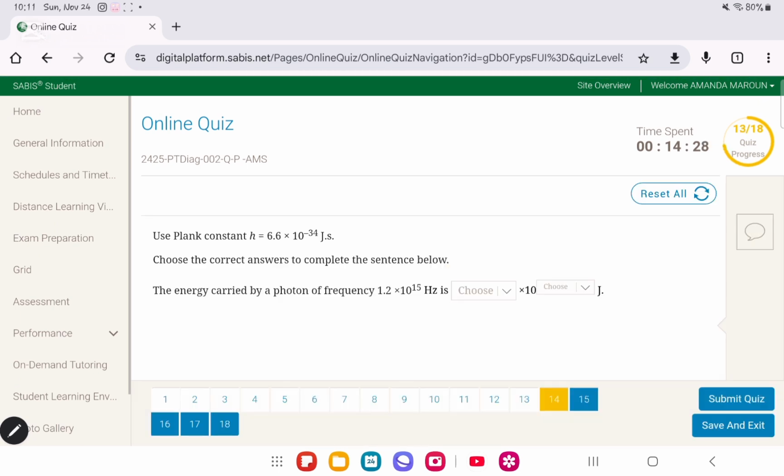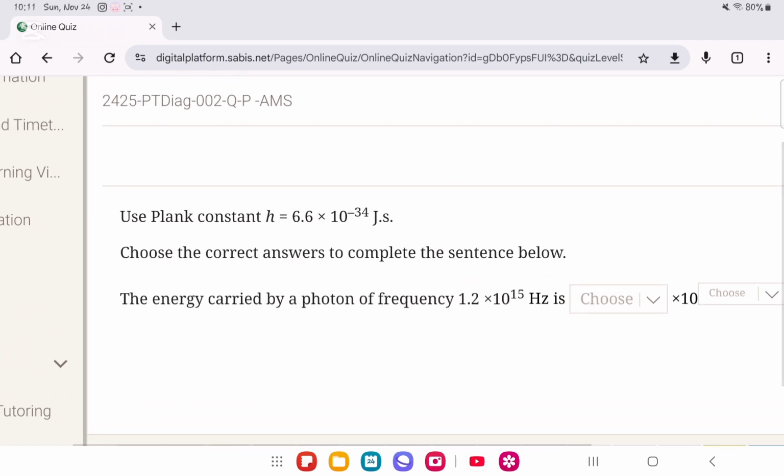Question number 14. Use Planck's constant is this. Okay, they need the energy carried by a photon. If you remember, the energy carried by a photon, which we're gonna call E, is equal to Planck's constant h times the frequency.